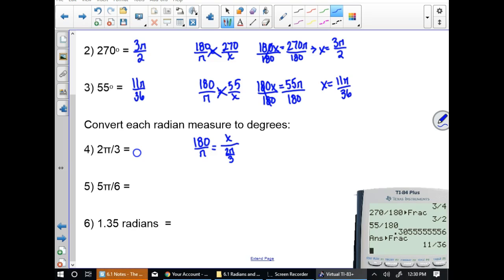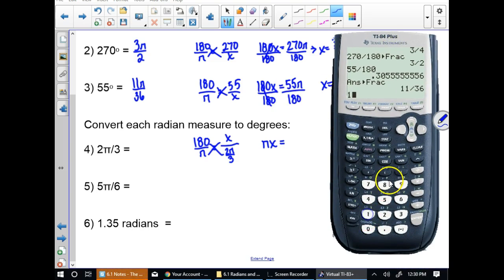Okay, so you're going to solve the same way here. You're going to cross multiply. So this time you get pi times x equals 180 times 2 pi over 3. I would leave off the pi. I would do 180 times 2/3, which is going to give us what, 120? So you get pi times x equals 120 pi. Then divide both sides by pi, which will cancel that pi on both sides, so we get 120 degrees. And if you look at 120 degrees on that unit circle, it should be 2 pi over 3.